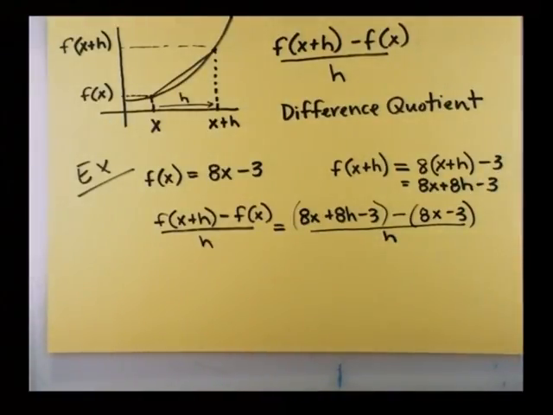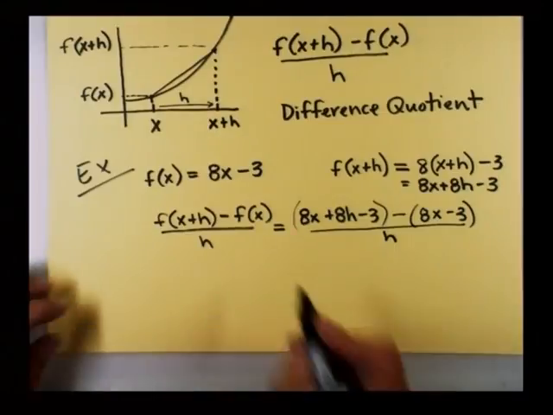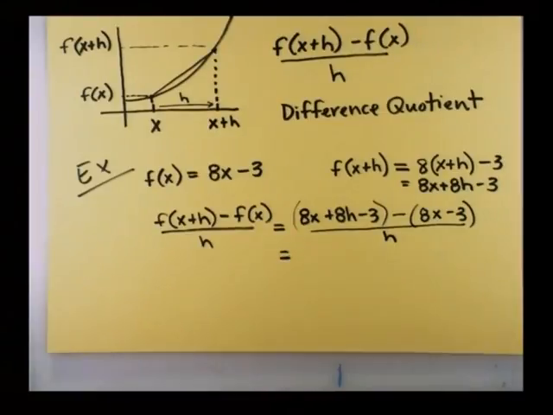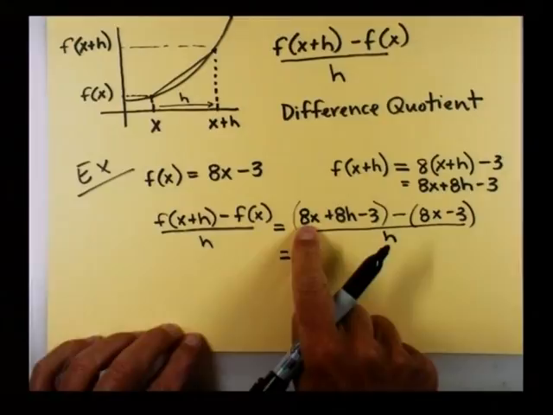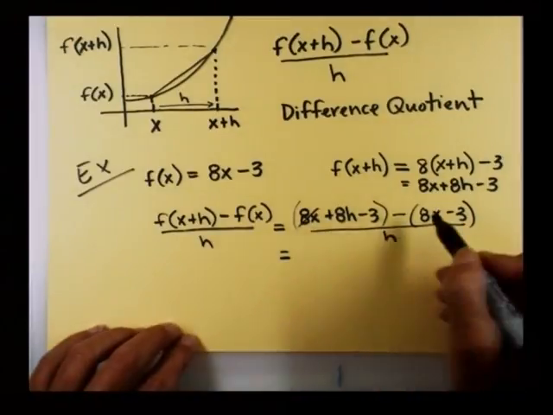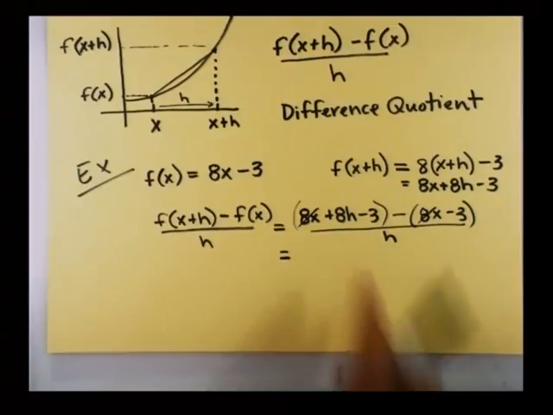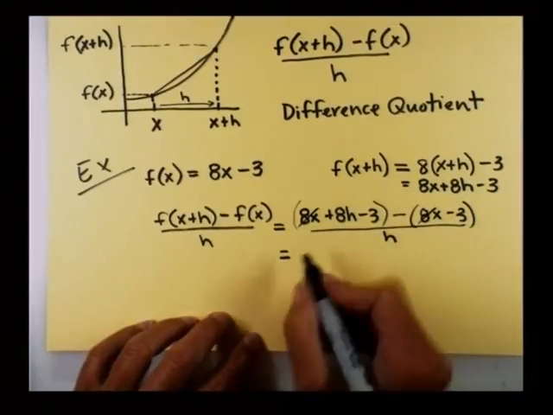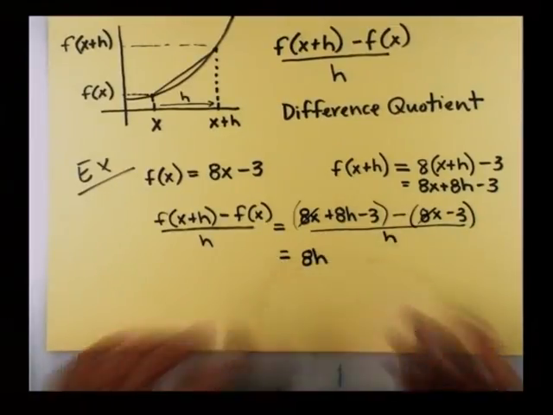Okay, all of that over h. So now I will simplify this. I have 8x minus 8x. Those guys are gone. 8h, I've got nothing else there, so I'll put the 8h down again.